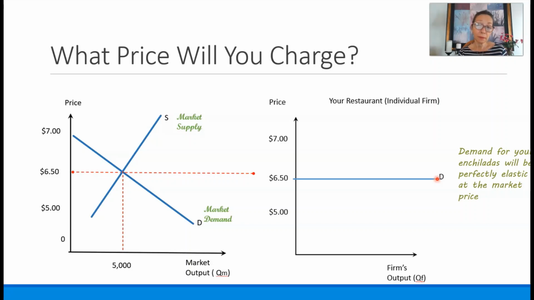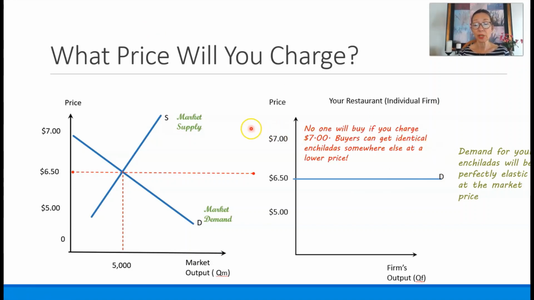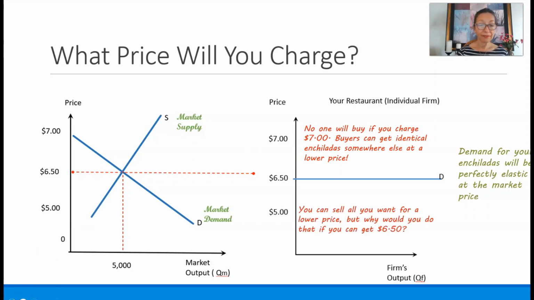And pretty much we have to charge that. Why? Well, if we want to charge more, let's say we want to charge $7, no one's going to buy this if you charge $7, because you can get the identical enchilada somewhere else at a lower price. If you charge less, say $5, you can sell as much as you want, but that wouldn't make sense because you could actually sell it for $6.50 and you'd be losing money. So for a firm operating under perfect competition, the market price sets the price that you have to sell your product for.